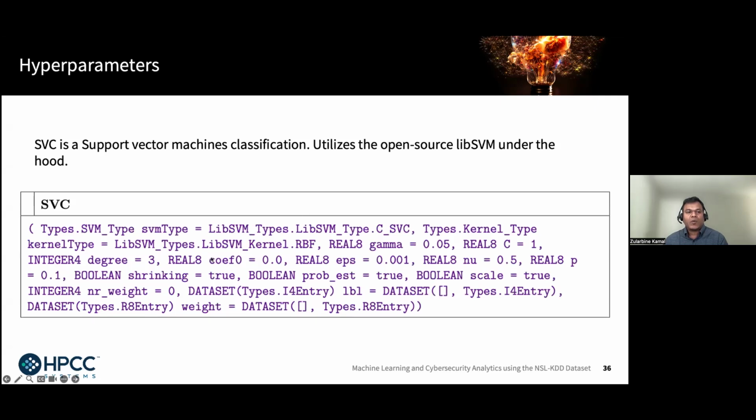These are the hyperparameters used to control the SVM classification process. The default kernel type was RBF. I have used linear kernel for the kernel type.